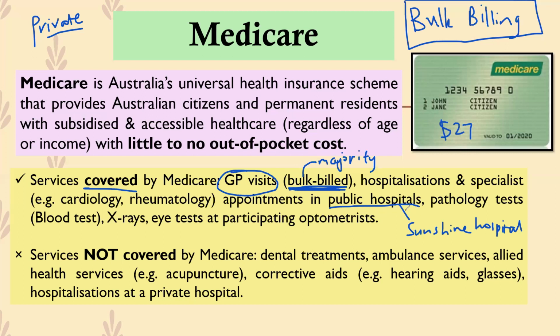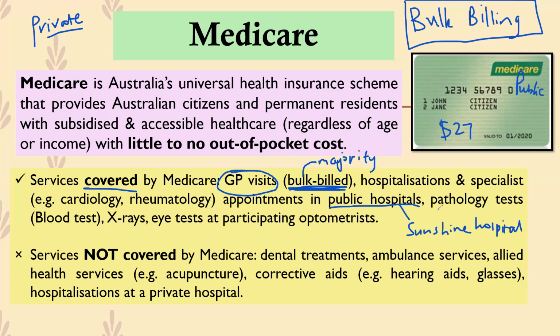Private hospitals are different, guys. Private hospitals are a little bit different. For example, St. Vincent's Private is a private hospital and that is going to charge you extra money, unless you've got private health insurance, which is the next topic that we'll look at in the next spread. Medicare only covers public health services, so public hospitals and public health services.